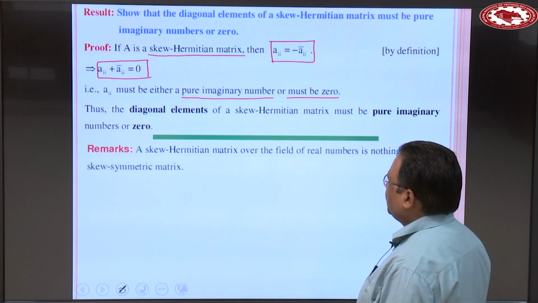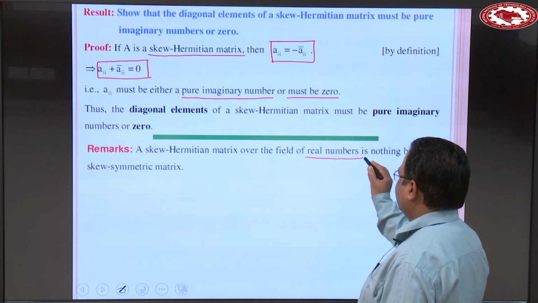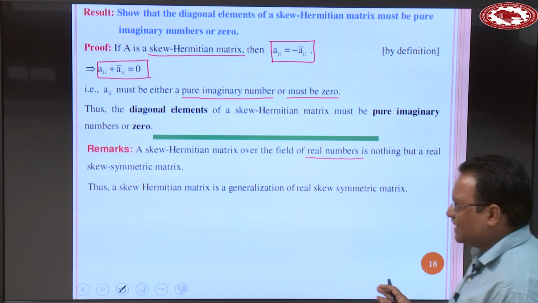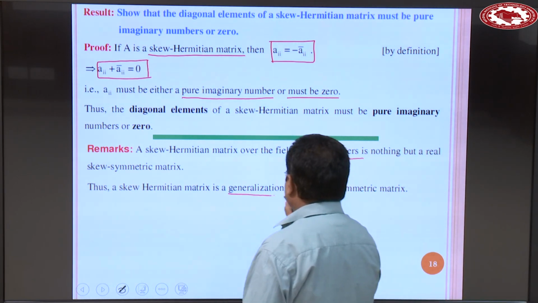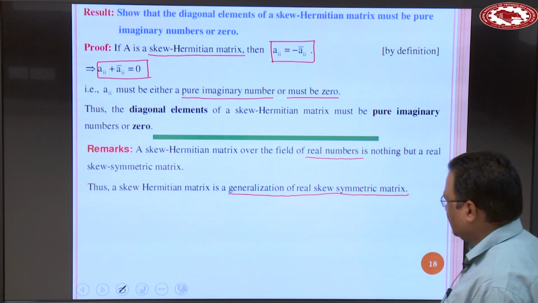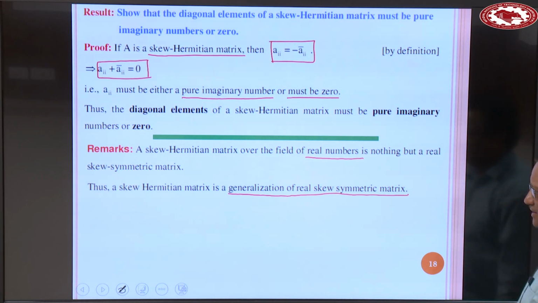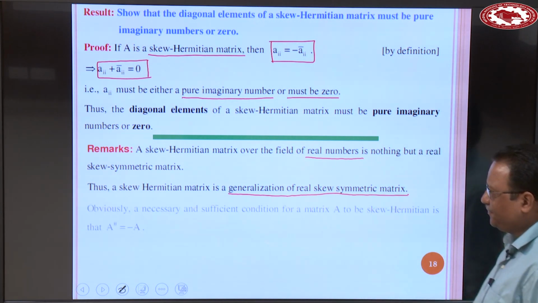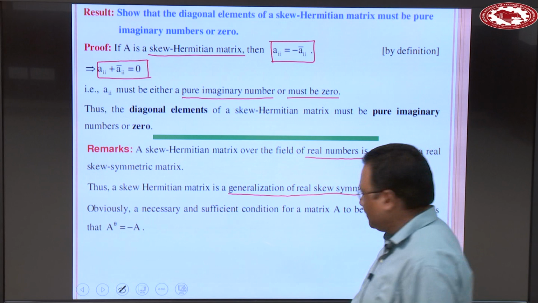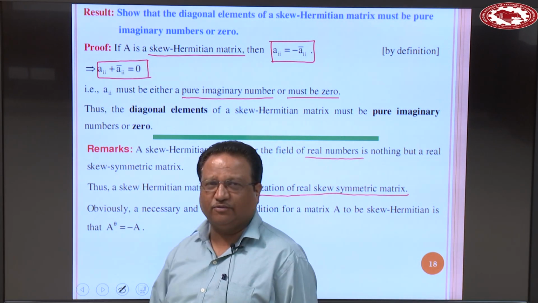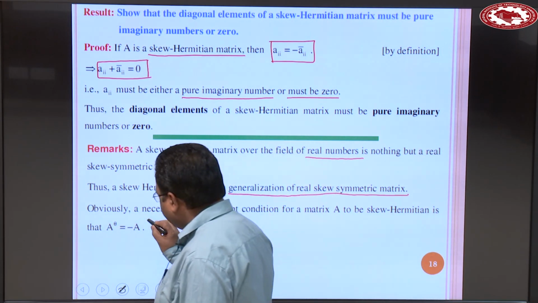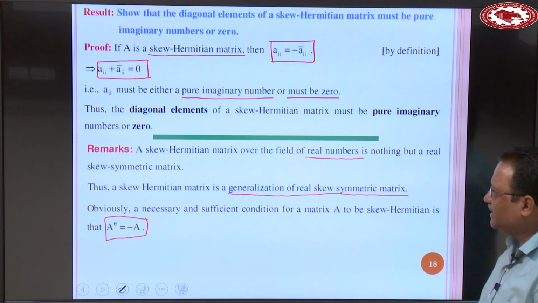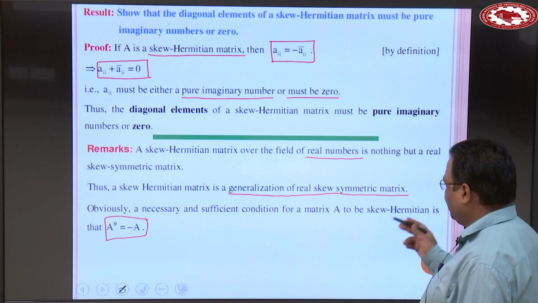A skew Hermitian matrix over the field of real numbers is nothing but a real skew symmetric matrix. So, this means that a skew Hermitian matrix is a generalization of a real skew symmetric matrix. And in this case, what is the necessary and sufficient condition for a matrix to be skew Hermitian? That one is A theta is equal to minus A. So, that is the necessary and sufficient condition for a matrix A to be skew Hermitian.